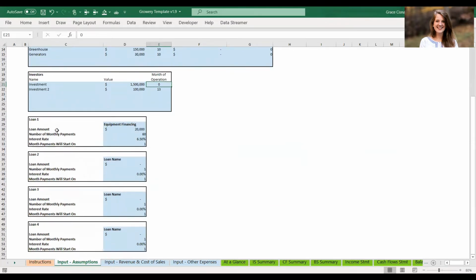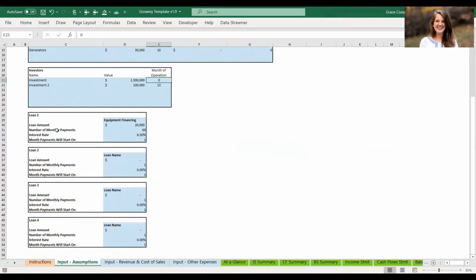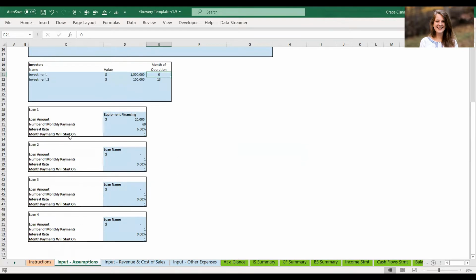The other way to finance your business would, of course, be loans. So if you have any loans starting the business, you can enter up to 4 here. You enter the loan amount, the number of monthly payments, the interest rates, as well as the month that your payments begin, and the model does the rest of it for you, calculating out that interest expense, calculating those monthly payment amounts as well. Note, the month the payments will begin is always the month after you receive the cash.